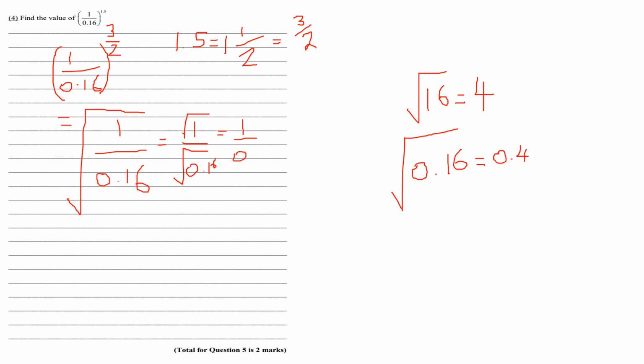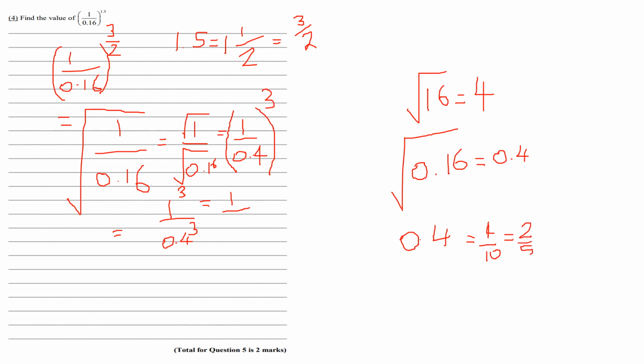So I'm going to have 1 over 0.4, and then I'm going to raise this to the power of 3. I'm now going to have 1 cubed over 0.4 cubed, which is a bit trickier. So 1 cubed is equal to 1, and 0.4 cubed, well, there are many different ways to work out your answer. What I'm going to do is write 0.4 as a fraction and then work it out from there. So 0.4 as a fraction is 4/10, or 2/5.